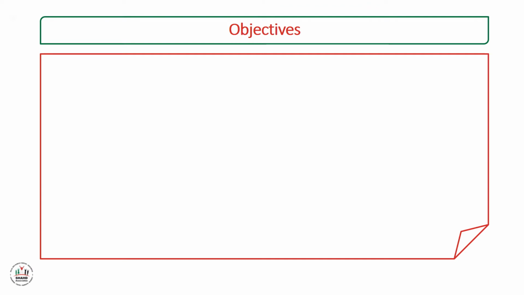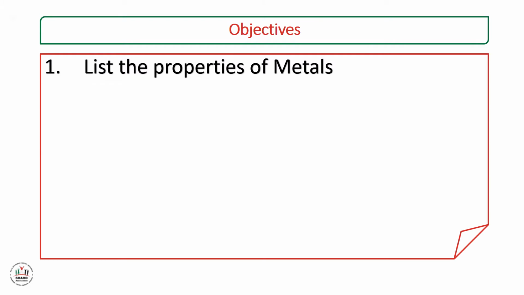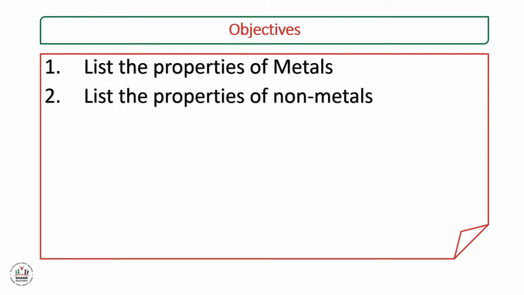Today, we have two objectives. We will list the properties of metals. We will also list the properties of non-metals.